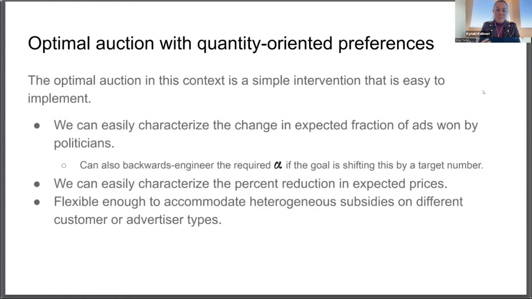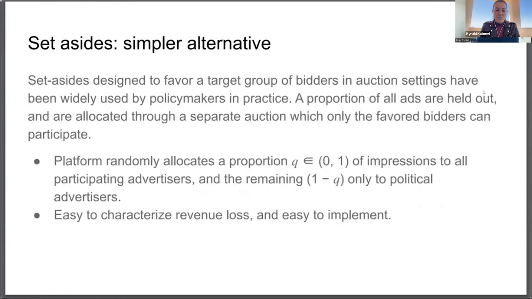And this approach is also flexible enough to accommodate different weights on different kinds of advertisers. So we can have different levels of subsidies on different customer types, impressions, and different advertiser types. So it is very flexible as well.